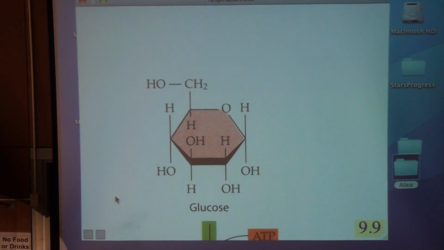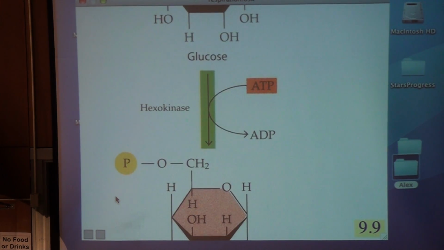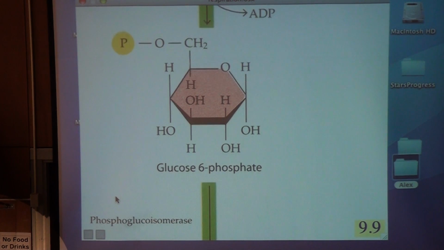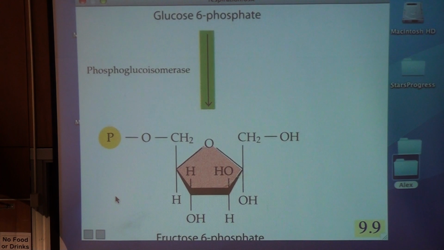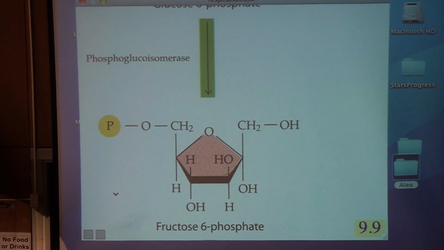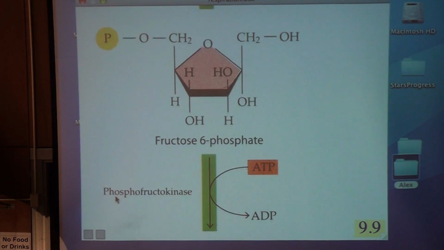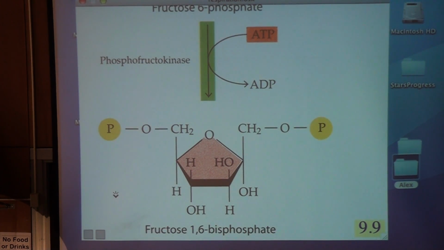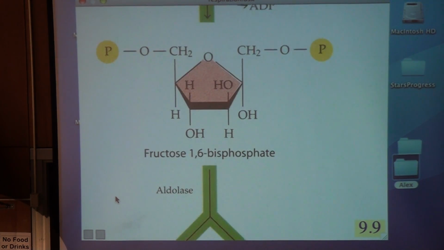Starts off with glucose. An enzyme called hexokinase adds a phosphate to glucose. And so now you have glucose 6-phosphate, and then another enzyme, oh no, this one doesn't add, it switches around into fructose, so now you have fructose 6-phosphate, and now another enzyme adds another phosphate to it, then you get fructose 1,6-diphosphate. That, and then finally it's split into 2 by an enzyme called aldolase.